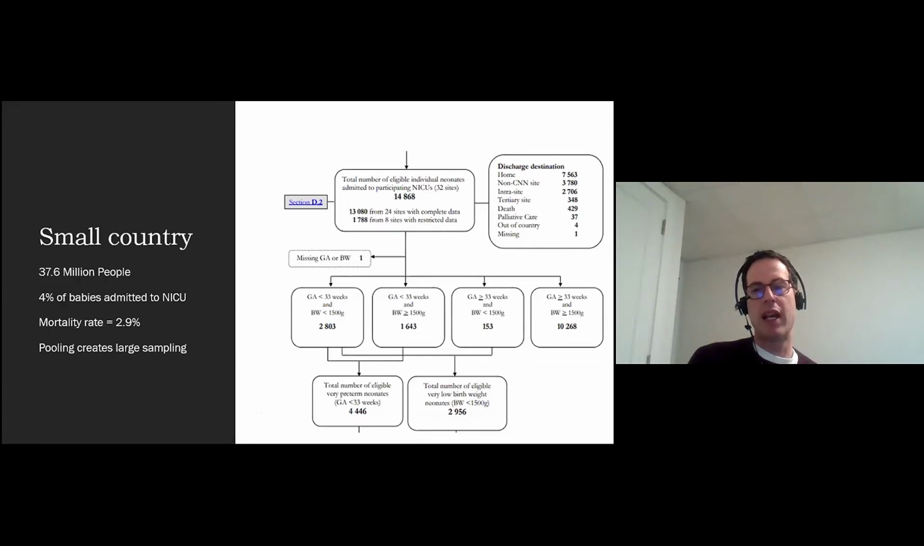When you look at breaking these down into smaller cohorts, as you see in the 4 boxes below, when you can start to examine babies under 1,500 grams or babies over 33 weeks, you start to be able to get some reasonable numbers. 2,956 infants under 1,500 grams gives you some degree of ability to examine outcome. So that's exactly what the CNN is about.